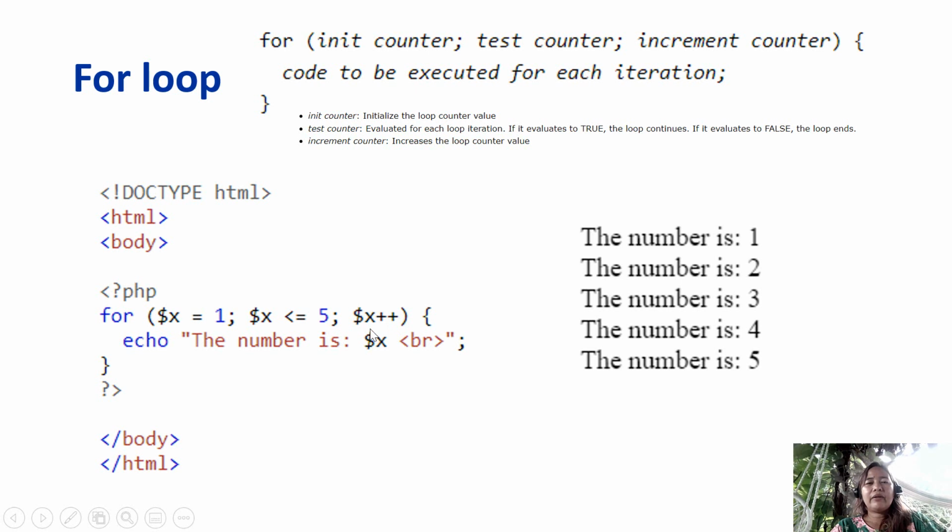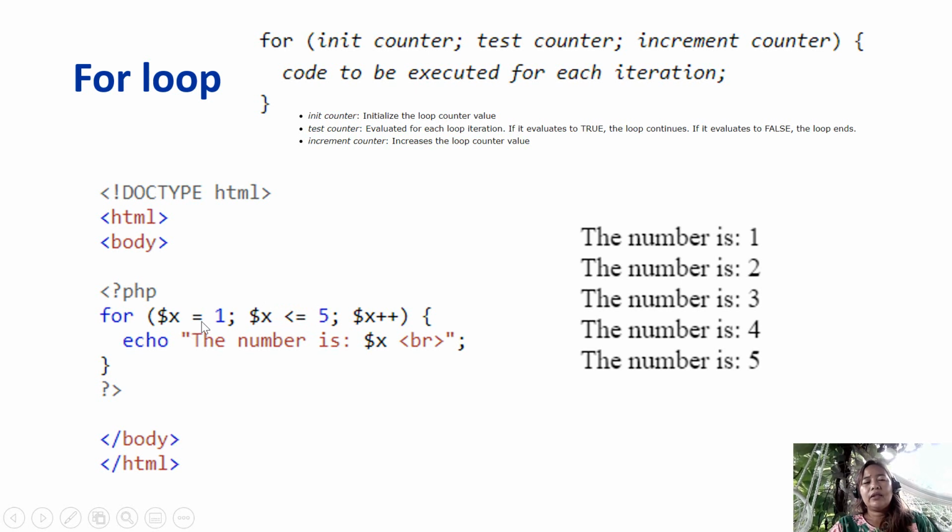And then the third parameter is where you increment your counter. So this is where you put plus plus or minus minus or plus equals, times equals, minus equals, modulus equals, etc. And again, there should be a way where at some point, if your program is going to be performed, the condition will become false.